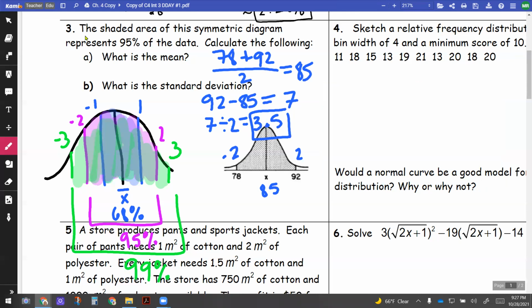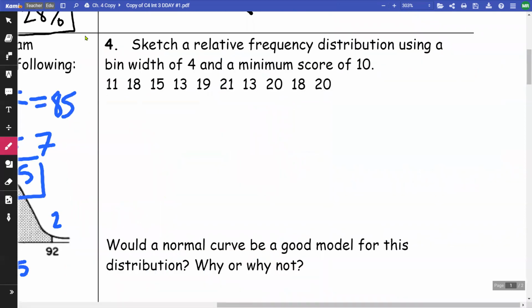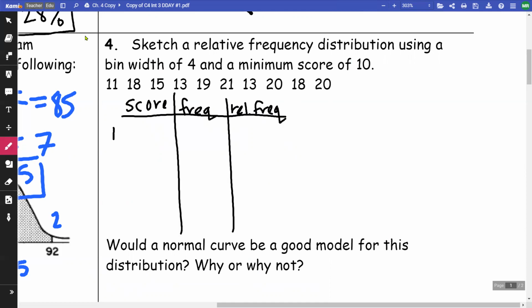On number 4, we're going to do a relative frequency distribution. We want the bin widths to be 4, and the minimum score we're looking at is 10. So we're going to start at 10 and go in intervals of 4. I am going to make a table here. I'll put score, frequency, and then relative frequency. And they want us to start with a 10 and have a bin width of 4.